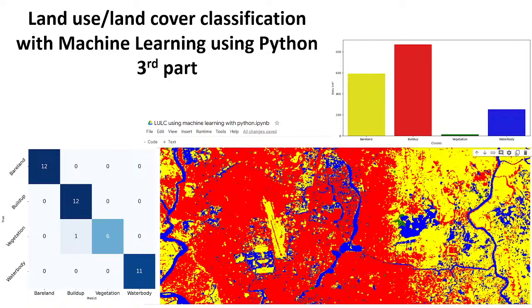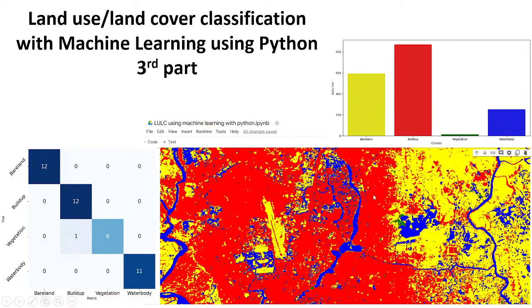Okay, so today I will show you how we can easily use the machine learning model and make the land use land cover classification map. We will also make the accuracy assessment using the confusion matrix table, and calculate the area of each class, how much area for the barren land, built-up, vegetation and water body.